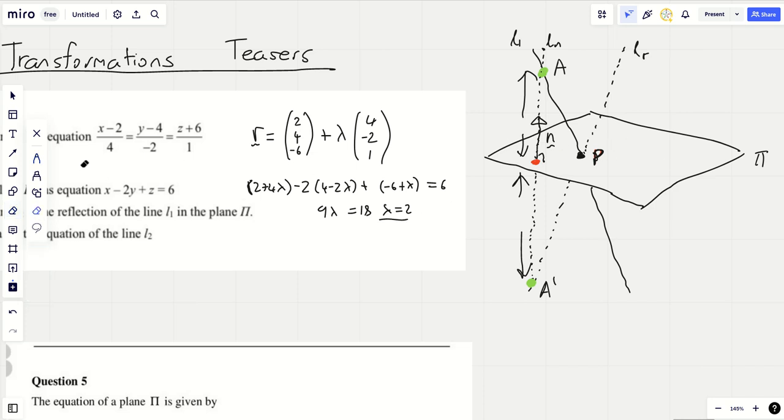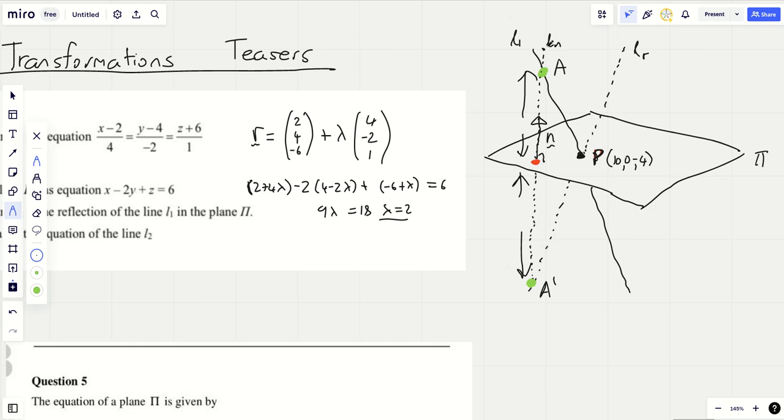Let's get rid of that equals P dash. And hence, if I just plug lambda equals 2 into this, I can now deduce the coordinates of P. And it's nice to write it on your drawn diagram because it's really helpful. 2 plus 2 times 4 is 10. 4 minus 2 times minus 2 is 0. And then minus 6 plus 2 is minus 4. So P should be at the point (10, 0, minus 4). Yeah? Okay, lovely. We've found P. We've got 1 point on our reflected line. That's really, really good. Now comes the more difficult bit.